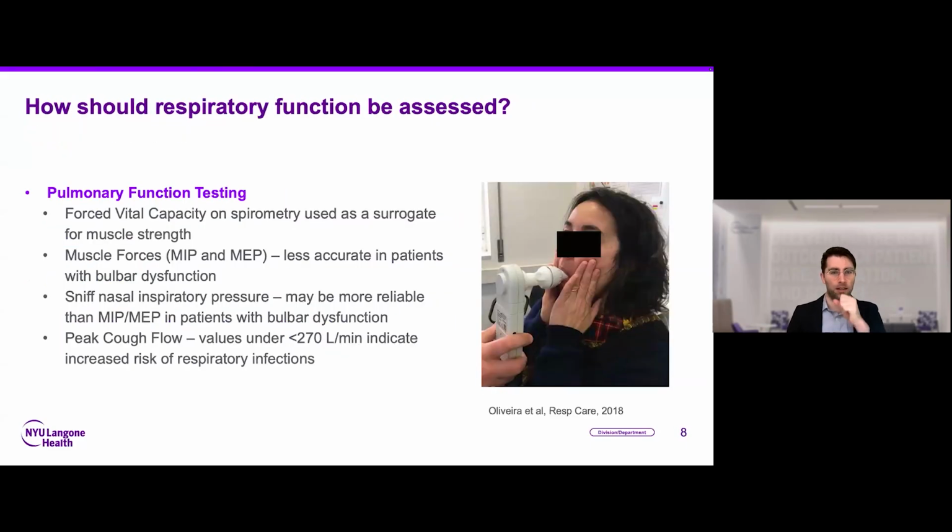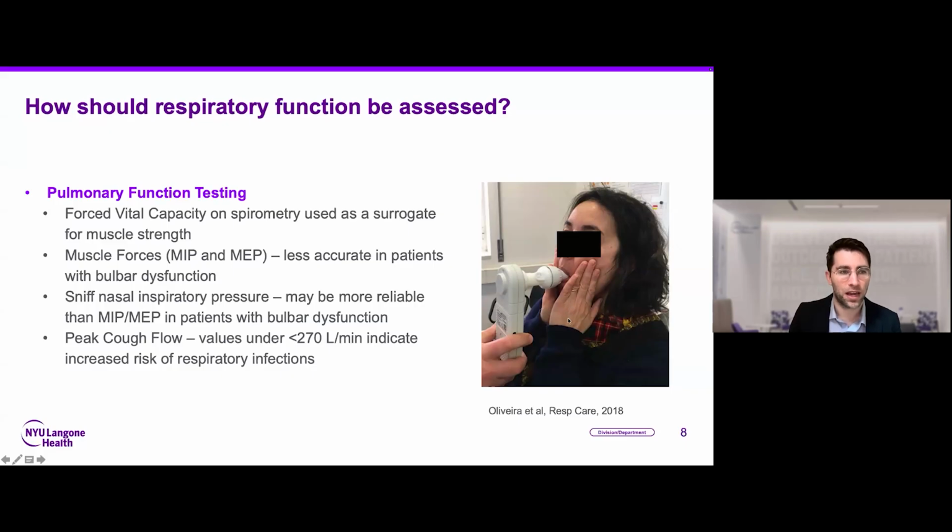So how do we assess respiratory function in our ALS patients? The primary test that we perform is a test called spirometry. And spirometry, as you can see in this picture, involves a patient putting their mouth around this tube here, taking a deep breath in and then blowing as hard as they can out into the machine, where we get a measure of how much air and how quickly they can push that air out.